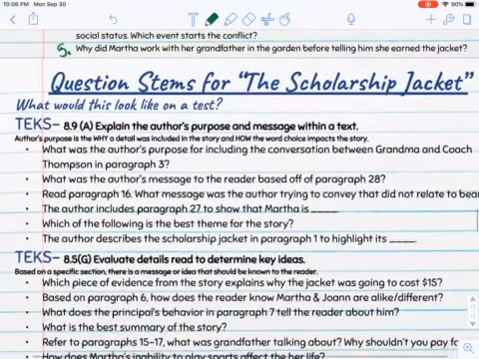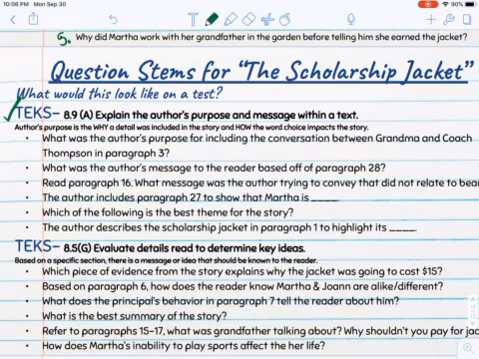The next skill. Explain the author's purpose and message within a text. We talked about how author's purpose is the why a detail was included in the story and how the word choice impacts the story.